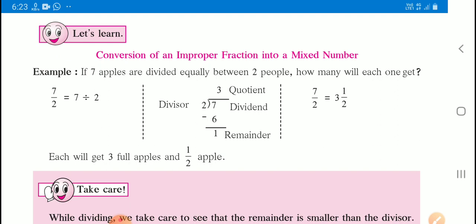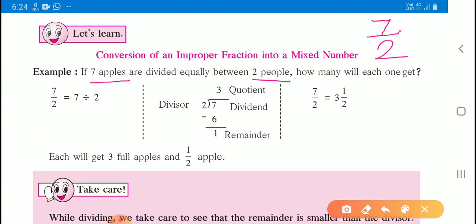Look, here they given one example. That example is, if seven apples are divided equally between two people. Look, seven apples we divided equally between two people. How many will each one get? That we have to find. For that, we have to do the division. Now you know that here division means these seven apples will be divided by two, because we have to find the part of apple that each one got.